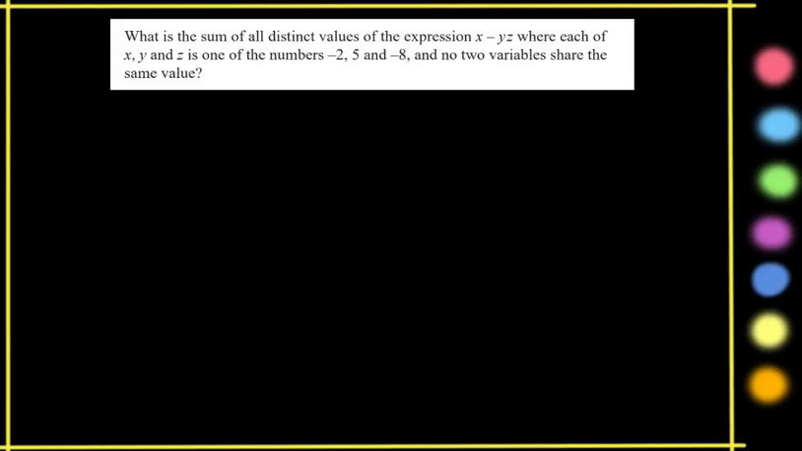All right, let's take a look at number 3. This one says, what is the sum of all distinct values of the expression x minus yz, where each of x, y, and z is one of the numbers, and then they give you a list of 3 numbers, and no 2 variables share the same value.